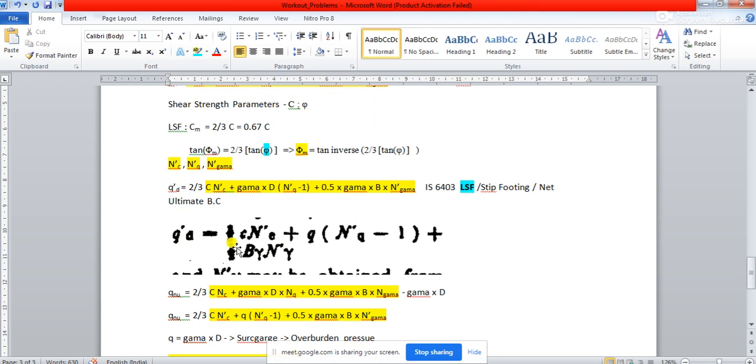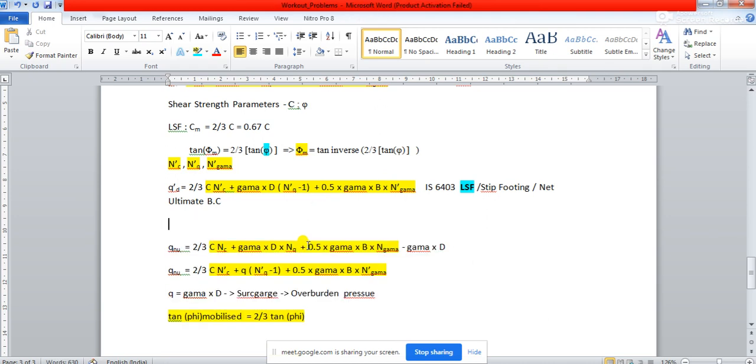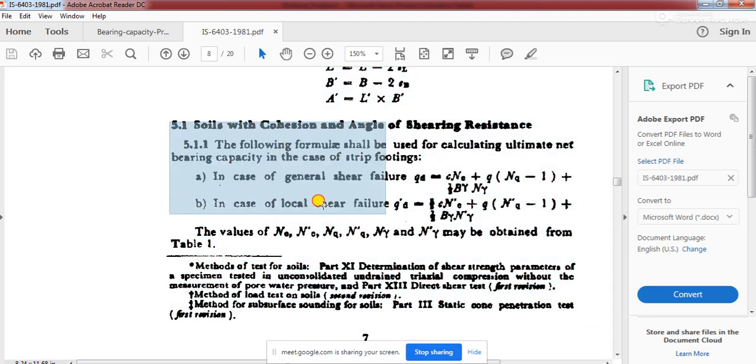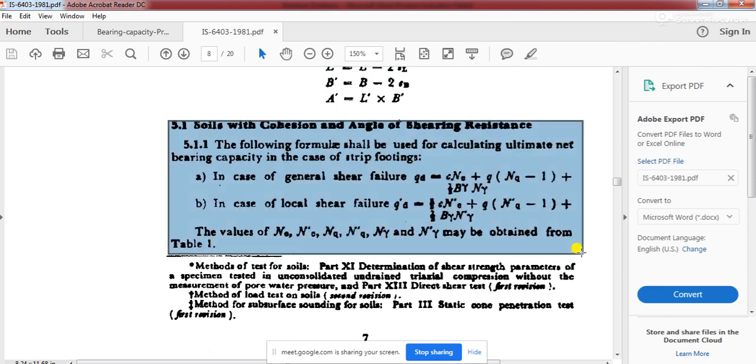qd dash is equal to 2/3 c Nc dash, and q is nothing but gamma D, then (Nq dash - 1) plus 0.5 gamma B N gamma dash. This is the net ultimate bearing capacity formula for local shear failure condition and for strip footing, and that is what is being defined in the Indian Standard Code. I hope you understand now. Is it clear now?